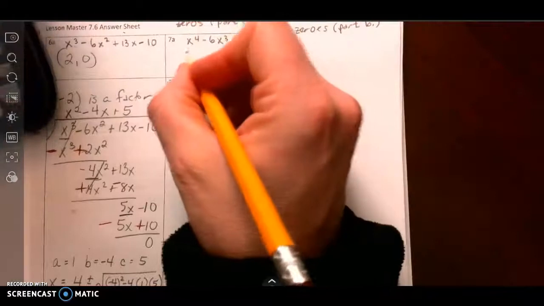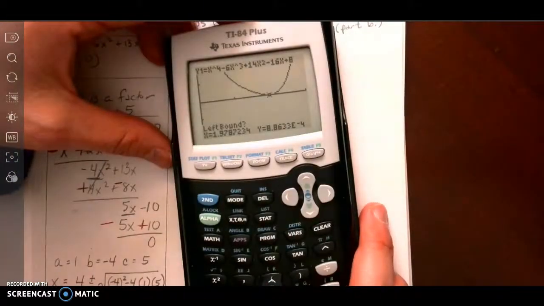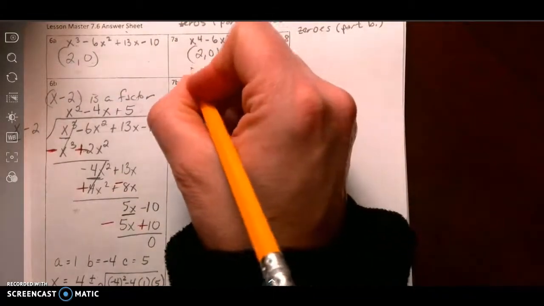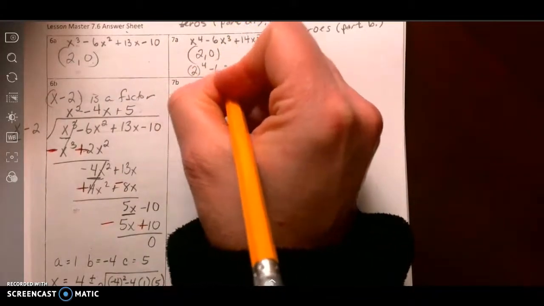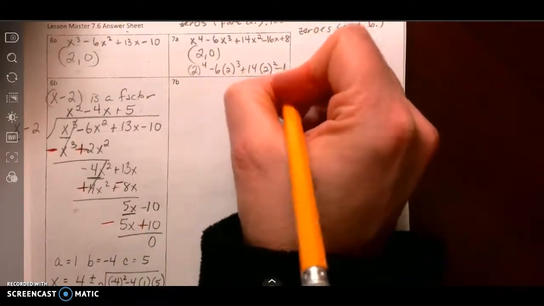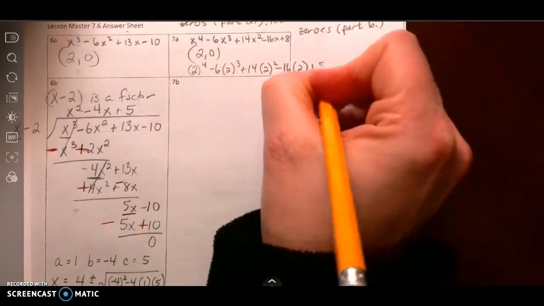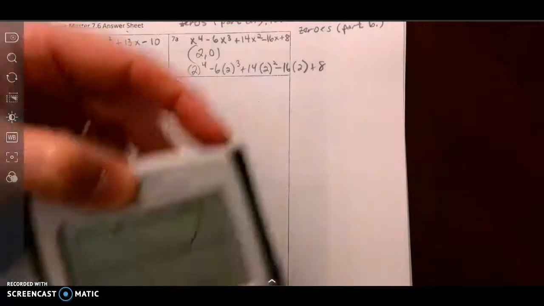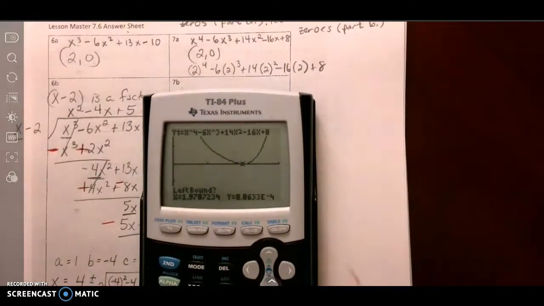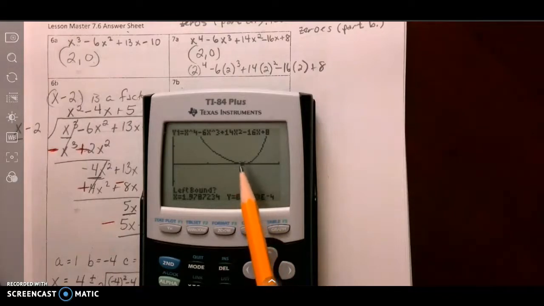And if I'm not sure, it looks as if, according to my graph, that it hits right there at 2. So 2, 0 appears to be a 0. If I'm not sure, I'm going to check it. What is 2 to the 4th minus 6 times 2 cubed plus 14 times 2 squared minus 16 times 2 plus 8? Let's make sure that it truly does hit there, because it looks like it does on the calculator, but the calculator isn't allowing me to find the 0, because in order to find a 0, I have to have it drop below the axis.